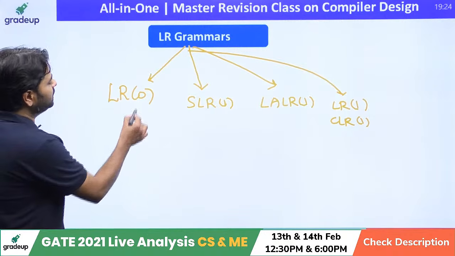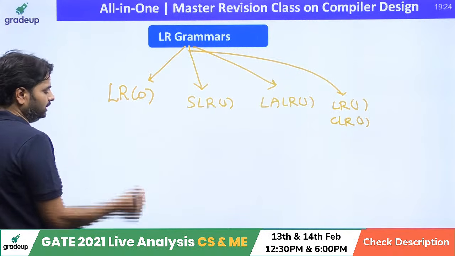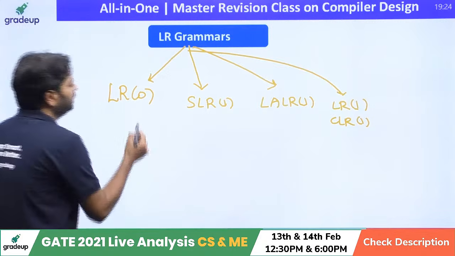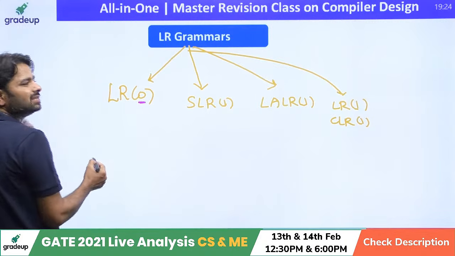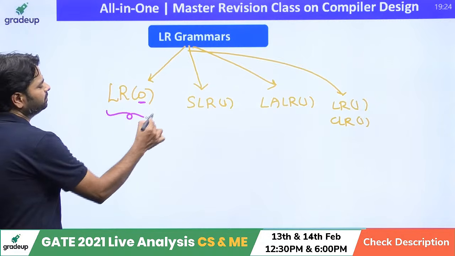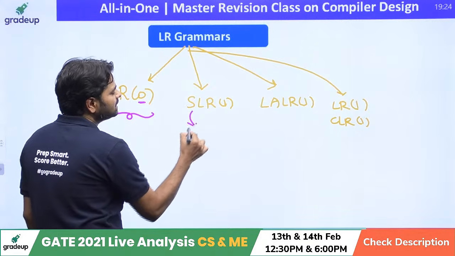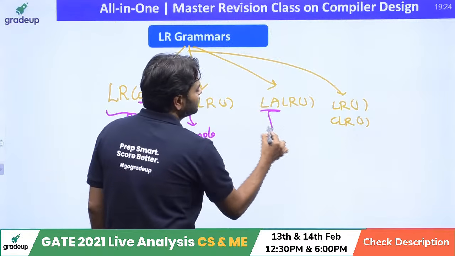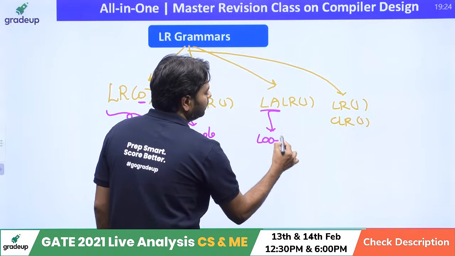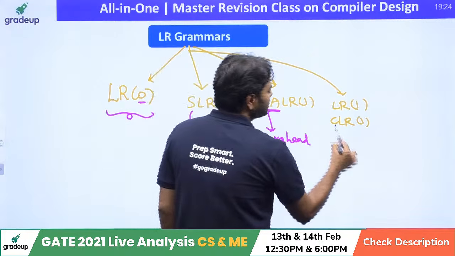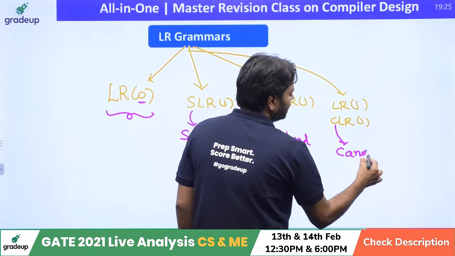Here, 0 means we don't have the look ahead knowledge, we don't have the prediction. It's very easy to implement. S represents simple. LA represents look ahead. And C represents canonical. Canonical means exact.